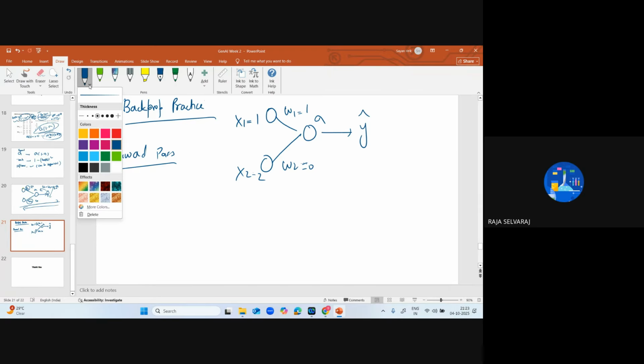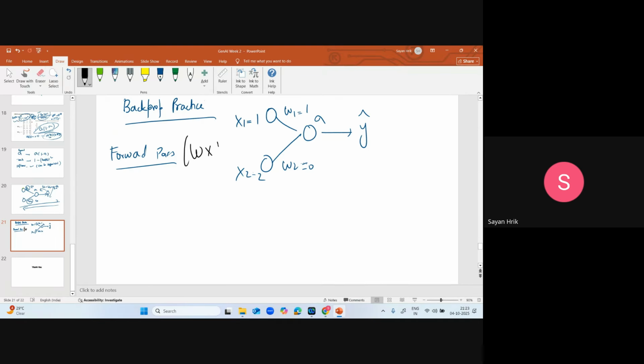W1 x1 plus w2 x2, and then sigmoid of that. We have to do wx plus b. Let's assume b is 0 for now, so the calculations will be easier. So form the x first, which is 1 and 2. Form the w, which is 1 and 0. I need to now multiply them. Can you tell me how to multiply this? Is this correct or do I need to do some transpose? Can I multiply these two?